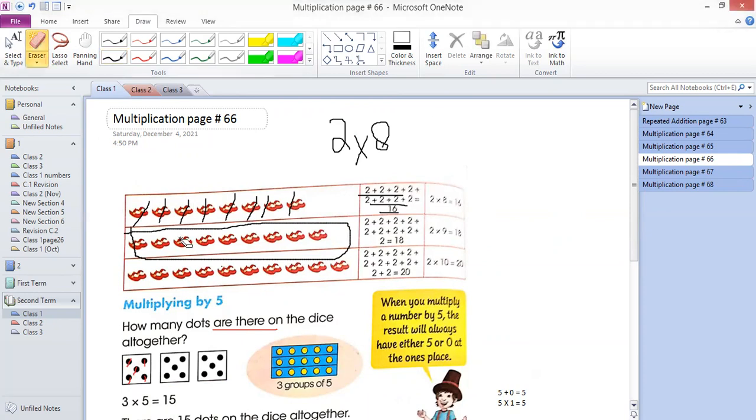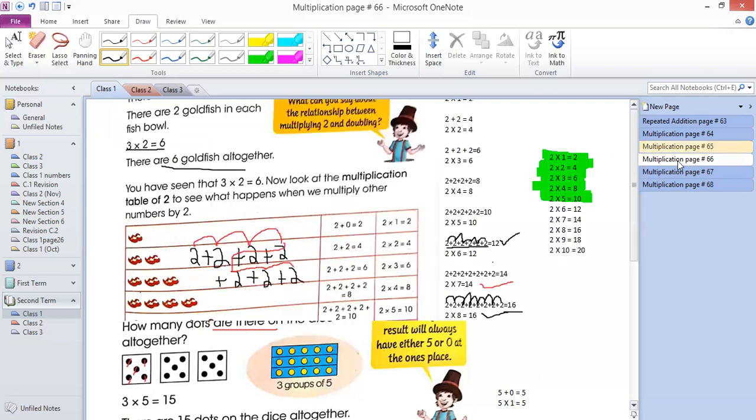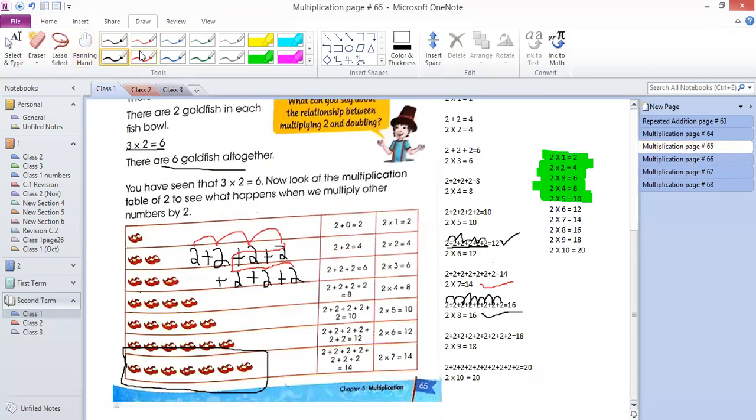I can count for you. This is 1, 2, 3, 4, 5, 6, 7, 8, and 9. There are a total of 9 groups, and in each group there are 2 fishes. If you want to know the total fishes, you can multiply 2 by 9. If you don't know the table of 2, then you will have to add it 9 times.